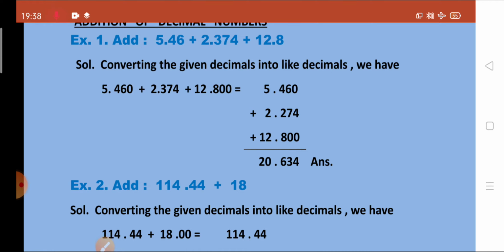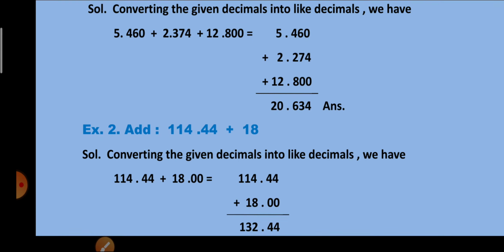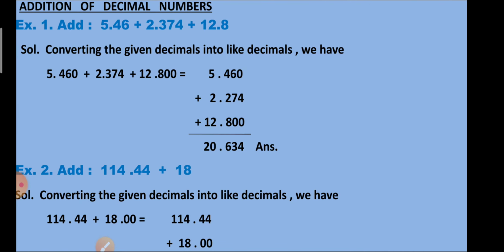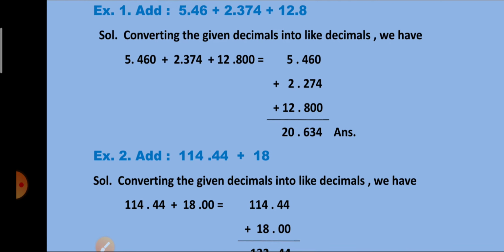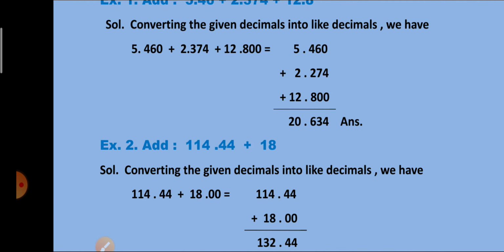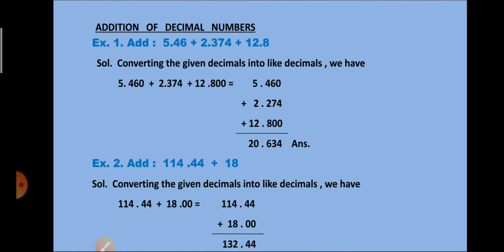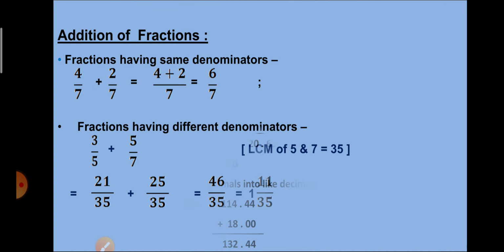How to add a decimal number and a whole number? In this case, it's very simple. In the whole number, put a decimal point and put zeros after it, because zero after the decimal does not change the value. So I have written it over here, you can see. So 114.44 as it is plus 18.00, and I add it, and that becomes 132.44. So this is also another way in which you can do addition.